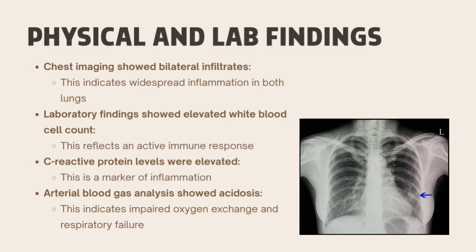Clinical and lab findings showed that the patient had bilateral infiltrates on chest imaging, indicating inflammation in both lungs. Laboratory tests revealed an elevated white blood cell count, which reflects an immune response, and increased C-reactive protein levels, which indicate inflammation. Arterial blood gas analysis showed acidosis, meaning there was impaired oxygen exchange. These findings confirmed that the patient was experiencing severe pneumonia, affecting both the lungs and the overall body.